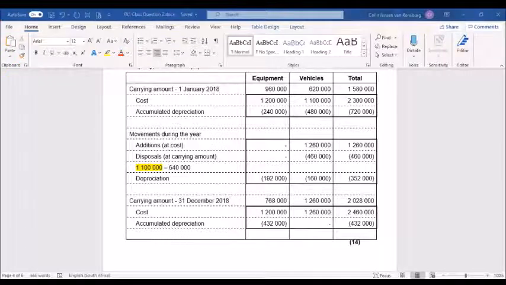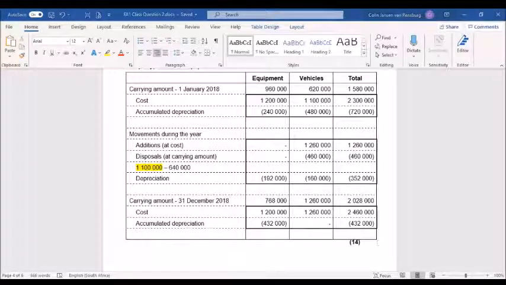Let me just see what Nkusana says here. Sir, can you please explain how you got 0 for accumulated depreciation at the end of the year? Okay, let's do that. I presume you are talking about the vehicles, the category vehicles. So let's go and have a look at that again.